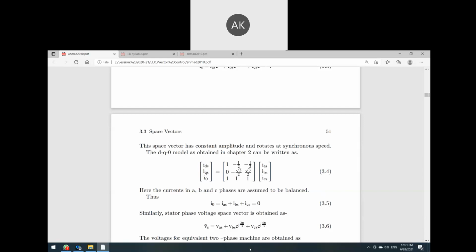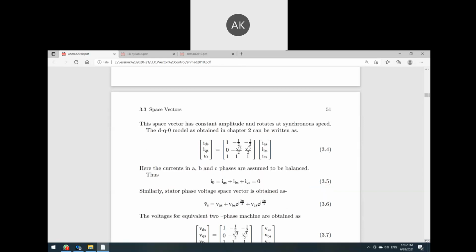So Id, Iq is equal to the matrix 1, minus 1 by 2, minus 1 by 2; 0, minus root 3 by 2, root 3 by 2; 1, 1, 1, times Ia, Ib, Ic. Here the currents ABC are assumed balanced, thus I0, that is Ias plus Ibs plus Ics, is equal to 0. So I0 is 0, and we can say that we convert ABC to the DQ reference frame.